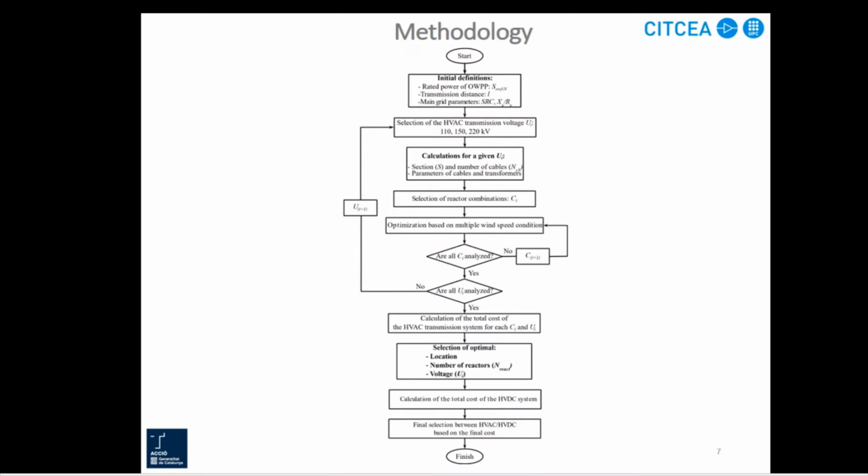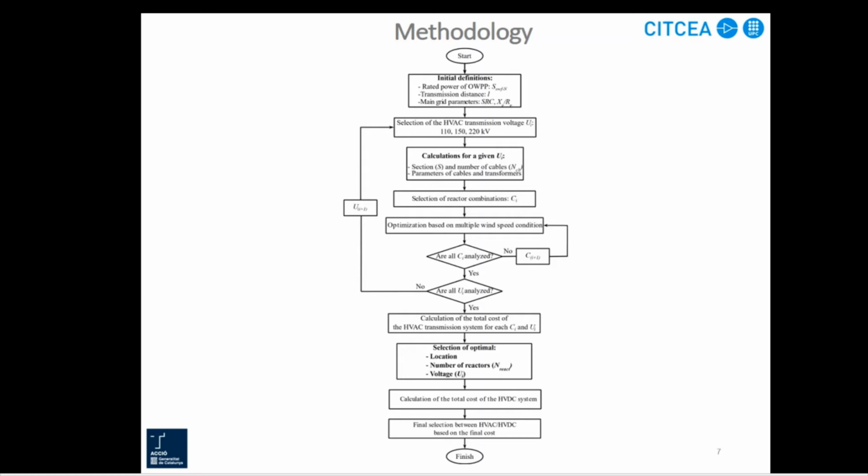About the methodology, first we have the initial definitions that we put in the tool, which are the rated power of the onshore wind power plant, the transmission distance we want to analyze, and the main grid parameters. Based on that, we can also define our HVAC transmission voltage. In this case, we checked 3 transmission voltages. And based on all this information, we can calculate the parameters of the system.